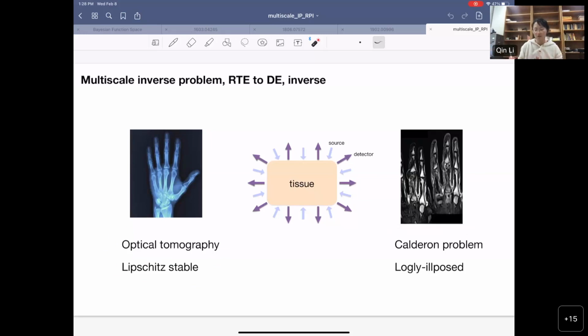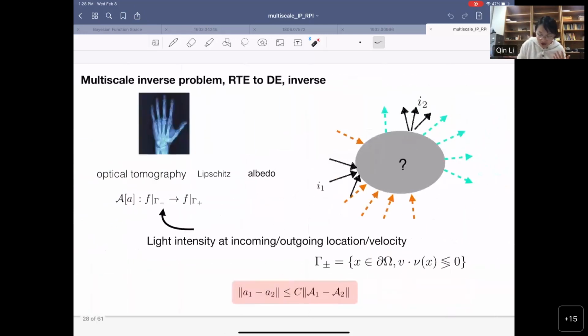And in the diffusion region, the inverse problem, the Calderón problem, is logarithmically ill-posed. So now the question is, what's going on? How come one problem is well posed when the other one is ill-posed? So let's go deep into this problem.